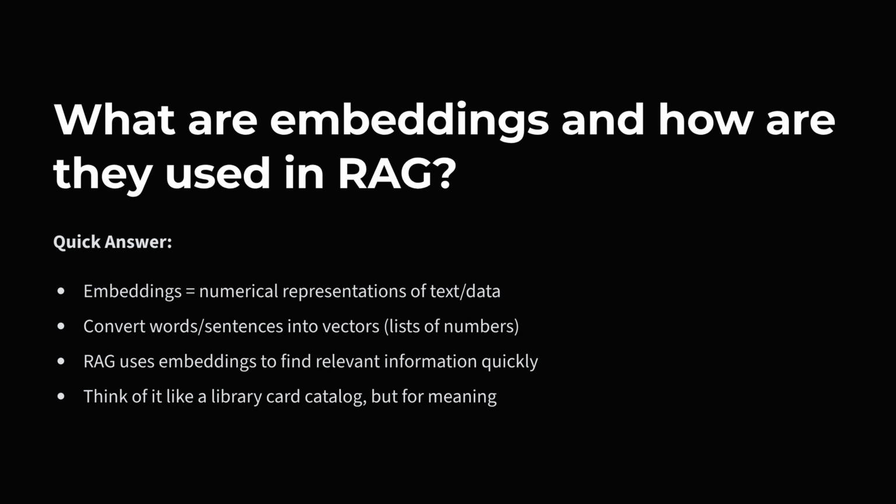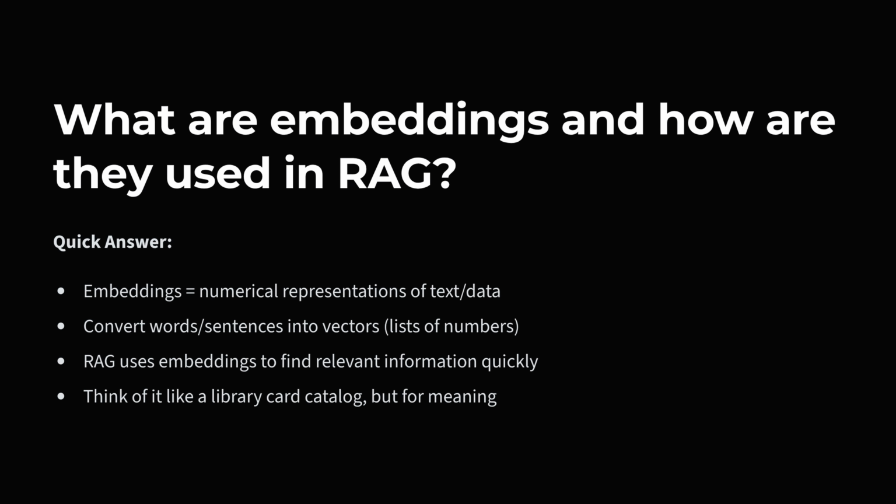What are embeddings, and how are they used in RAG? Embeddings are simply numbers that capture the meaning of text. Think of them as a map, where every word or sentence becomes a point, and nearby points share similar meaning. This is why we convert text into vectors. It gives the model a mathematical way to compare ideas. In RAG systems, these vectors become the key to fast, accurate retrieval.